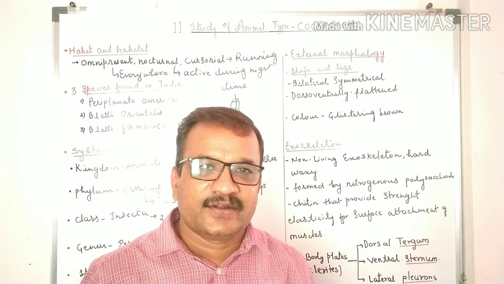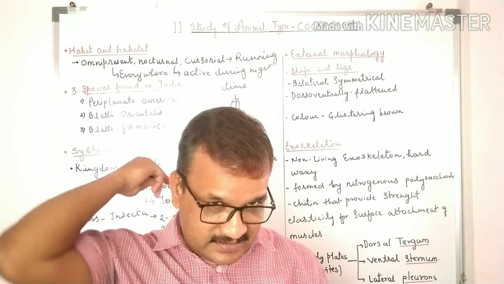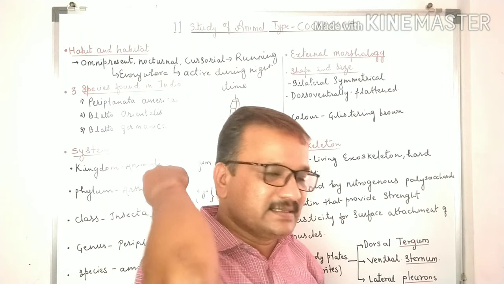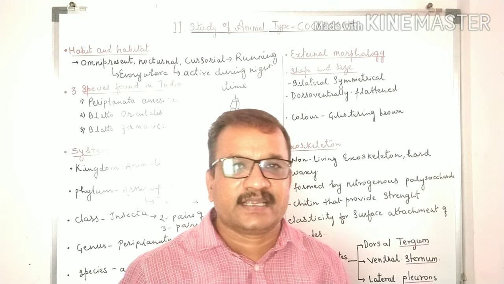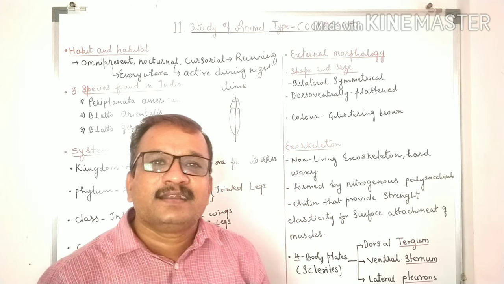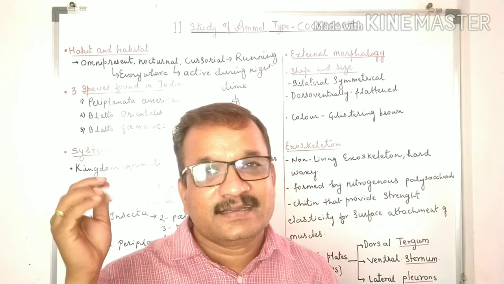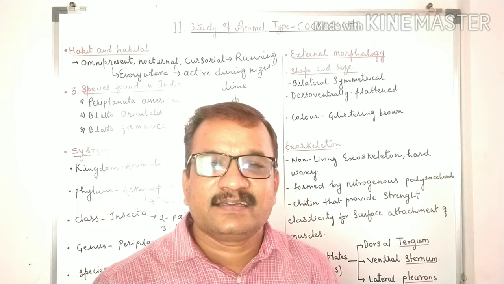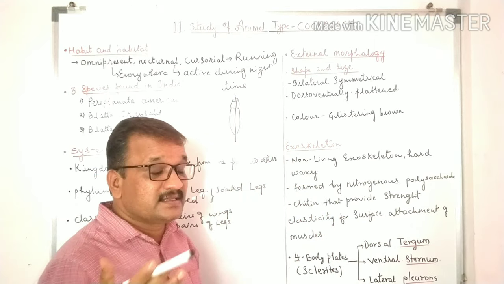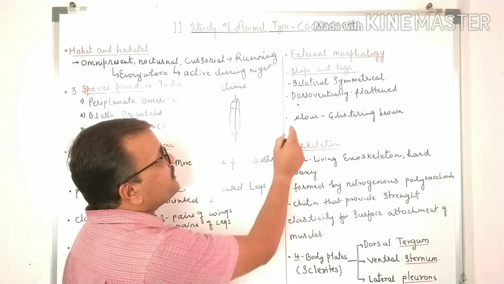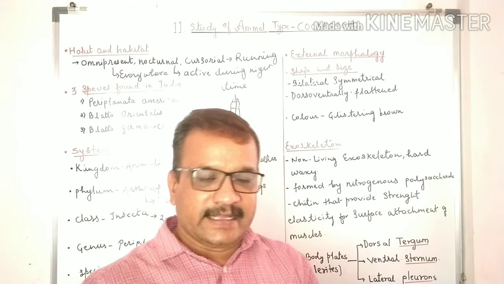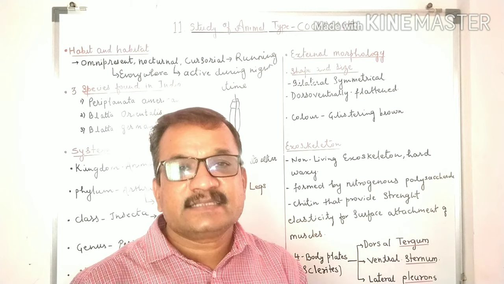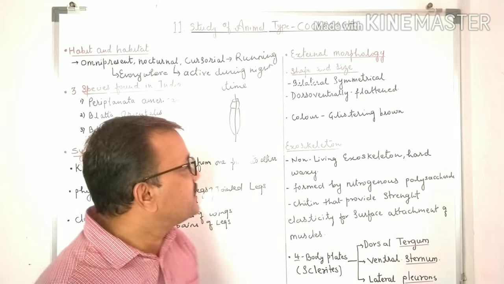I am standing in front of you, so my back is called the dorsal side. This front side is called the ventral side. My hands are at the lateral sides. My head is at the anterior side. My legs are at the posterior side. So these sides you have to keep in mind. So they are dorsoventrally flattened, meaning the body is flattened from the dorsal side and from the ventral side. This you have to keep in mind.